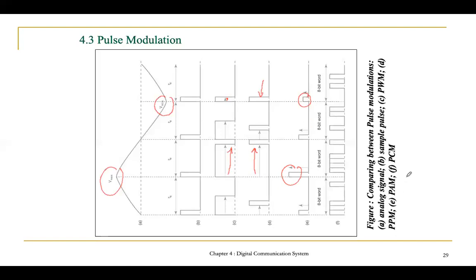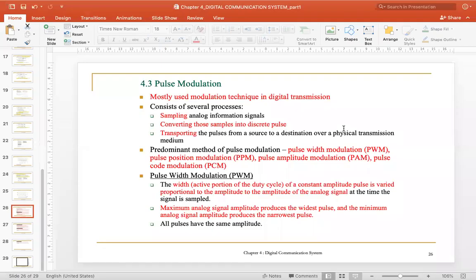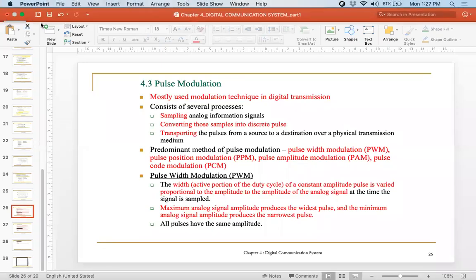Okay, and the last one is pulse code modulation, where it changes the analog signal into a coded signal. So we will look further into pulse code modulation, where it changes the analog signal into several coded signals. Okay, so now let's continue to the second slide.